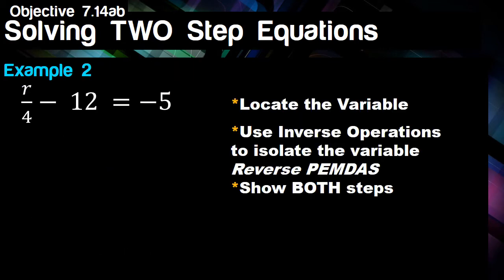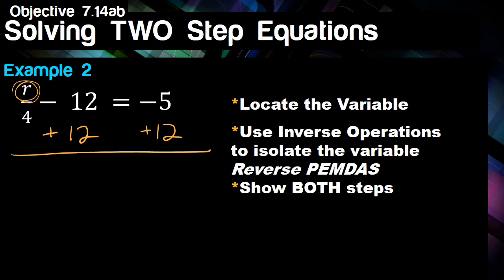So we have example number 2. We have r divided by 4 minus 12 is equal to negative 5. So what we do is we're going to locate our variable. Our variable is r here. So everything that we're going to do here is on the left-hand side of our equation to get r by itself. So our first step here is we need to get r by itself, we're going to add 12 to both sides.